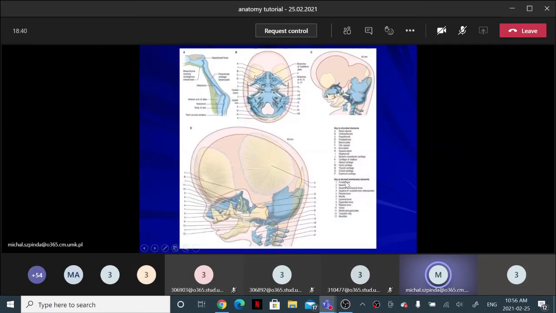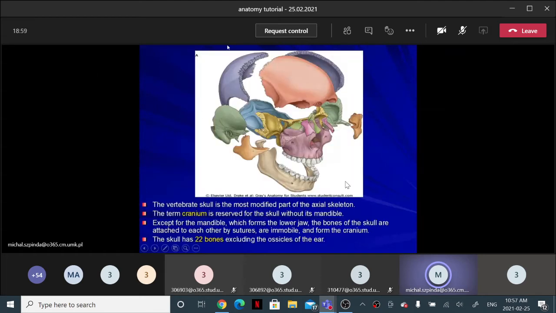All remaining parts of the cranium have no cartilage. A membrane is directly substituted, superseded by bone. So here you can see separate cranial bones. The cranium can be separated into two parts.